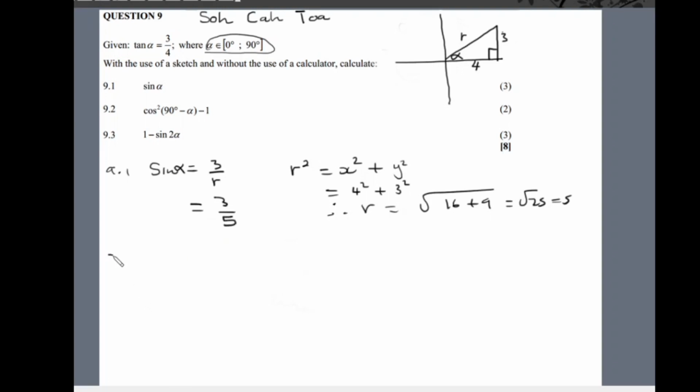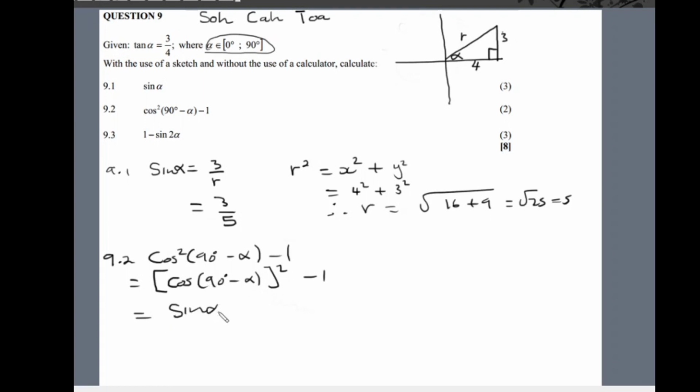And then now 9.2, but cos squared 90 minus alpha minus 1. And then so cos squared 90 minus alpha is the same as saying cos 90 minus alpha all squared minus 1, right? And then by using our reduction formulas, we know that cos 90 minus alpha is the same as sine alpha, right? And that is all squared. How do we know this?